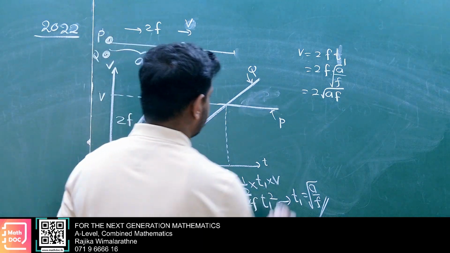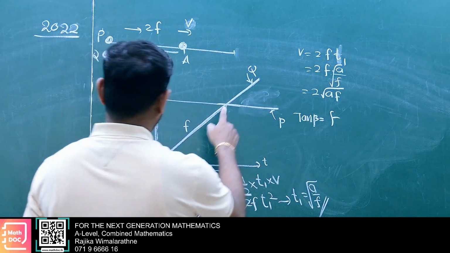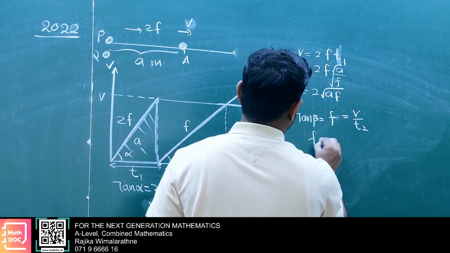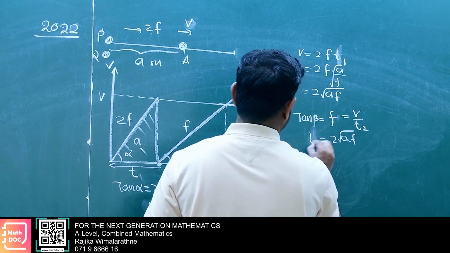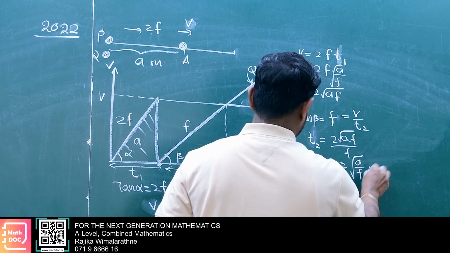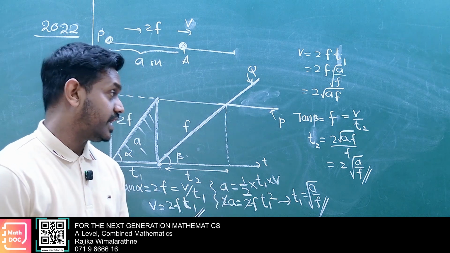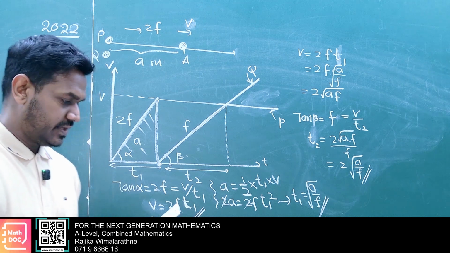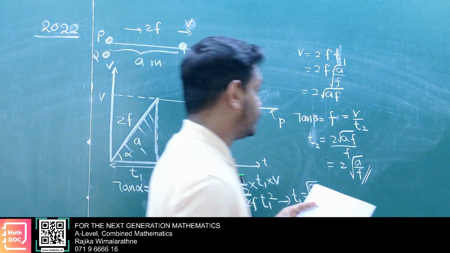Then for T2, tan beta is F, equals V over T2. The V value is 2 root AF, so T2 is 2 times the square root of A divided by F. Show that the time taken by Q is this, 2 root A divided by F.